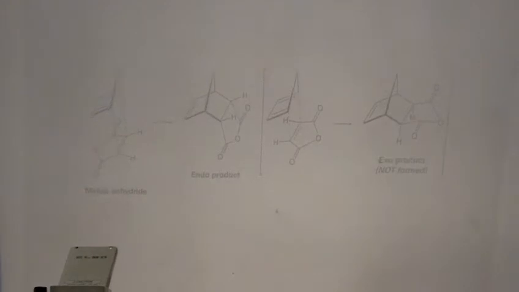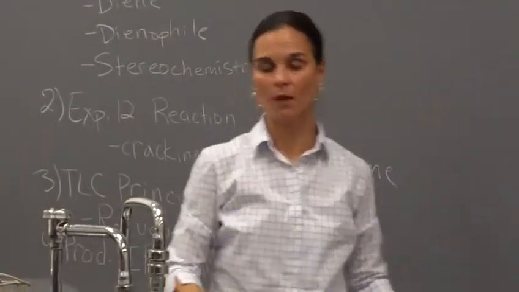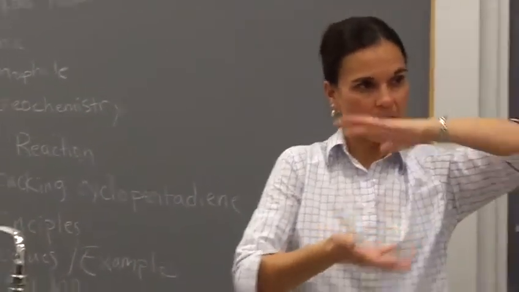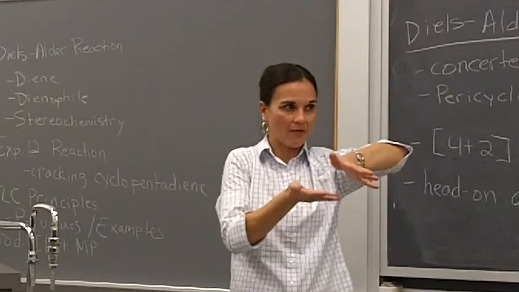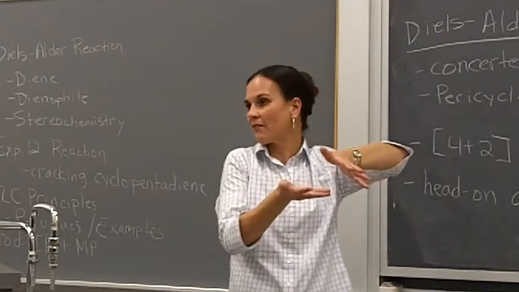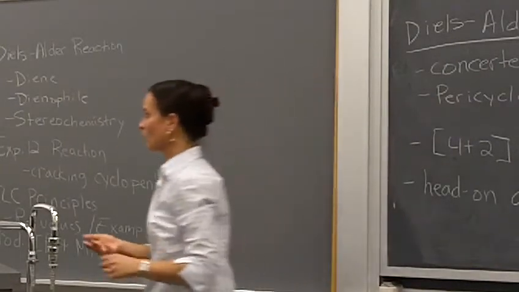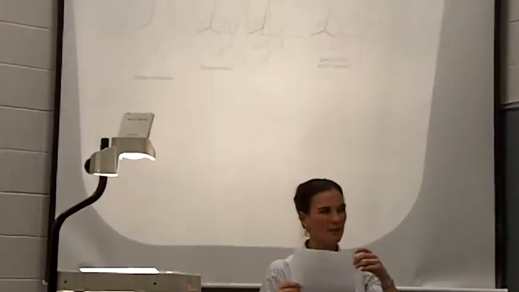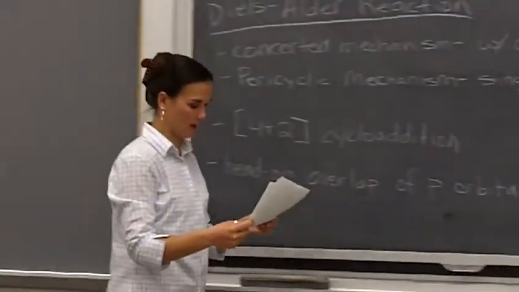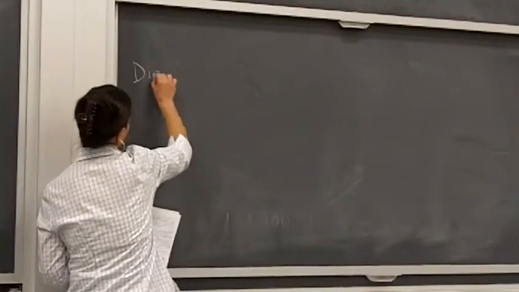That's another important piece because you can predict easily what product you're going to get out of it. With the endo product, you'll have good overlap of your diene and your dienophile. With the exo product, you wouldn't have as good overlap, and so not everything would come together in order to have a reaction. So it's important with this reaction to make sure you're drawing the right stereochemistry when you're drawing the products.